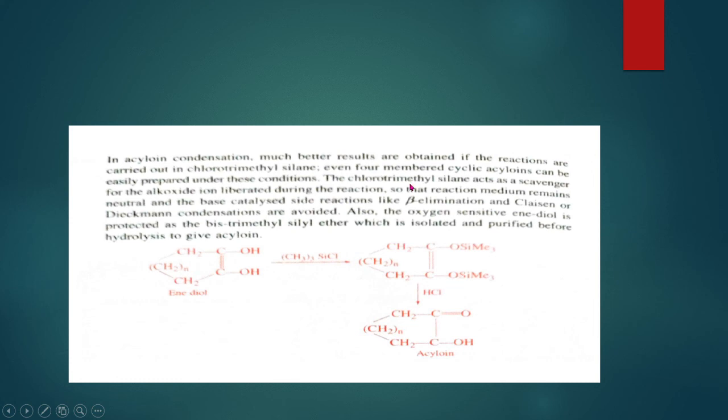Once this chlorotrimethylsilane is used, it will act as a scavenger for the removal of alkoxide ion, which is liberated during that particular reaction. Then the oxygen sensitive enediol is protected as a bis trimethylsilyl ether. No need of going into much detail. If you are using this chlorotrimethylsilane, yield can be improved, or we will get a better yield in this particular reaction.